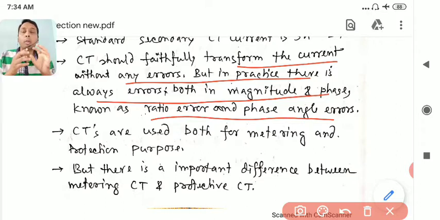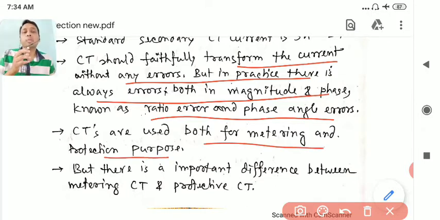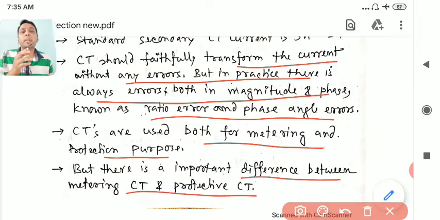It will not always be faithful, so we want to make it as faithful as we can. That's why there is a difference between these two purposes, metering and protection, because a CT is used for both purposes. But there is an important difference between the protective CT and the metering CT.